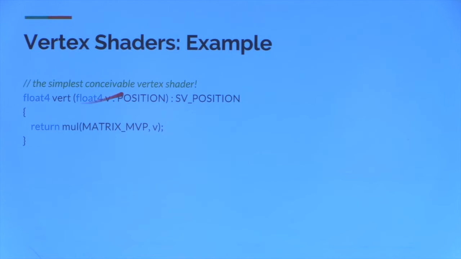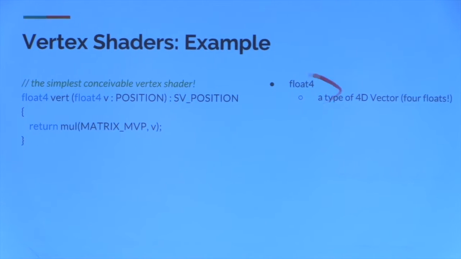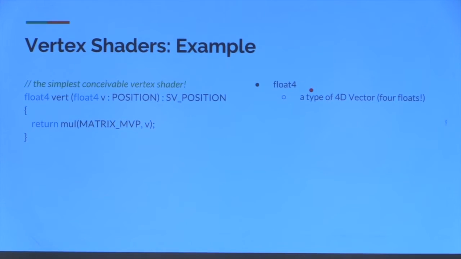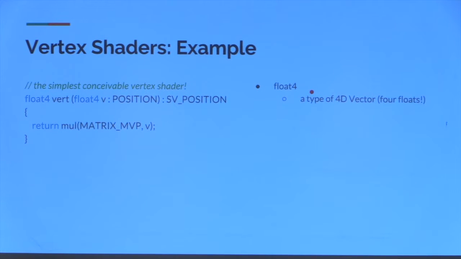So here what we're doing is we're taking a vertex in a position and we're returning a position as well. Something that might be new to some of you here is a type called float4. Just like if you're familiar with floats in your C# code, except that there's 4 of them, so it represents 4 floats, a 4-dimensional vector.